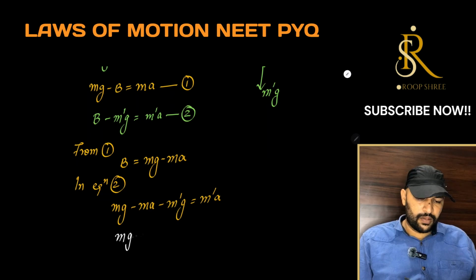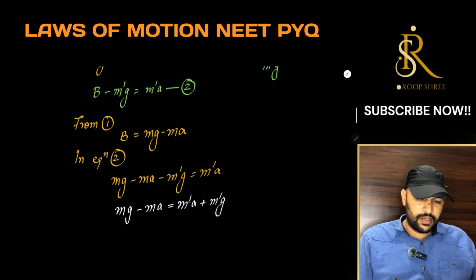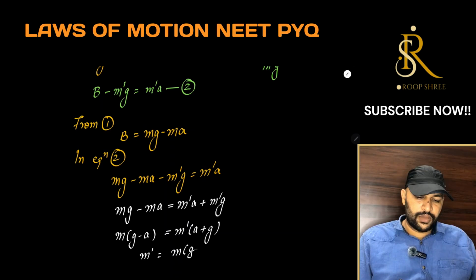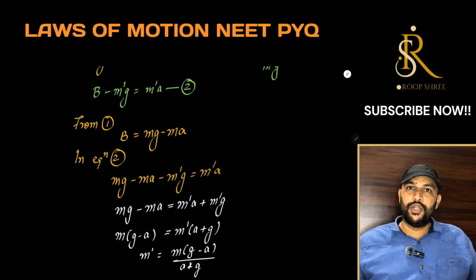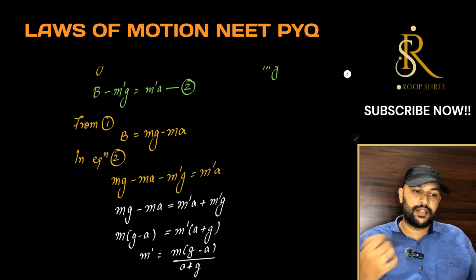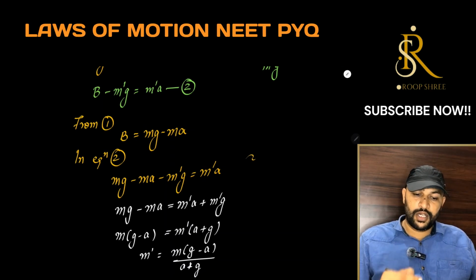So this will be mg minus ma equals m dash a plus m dash g. Let's take m dash common, and that will be a plus g over here. And on the left hand side, let's take m common, it will be g minus a, right? Now m dash will be equal to m times (g minus a) divided by (a plus g). Clear? This is our new mass, but they are asking how much mass is removed. So this is our new mass, not the mass which is removed.